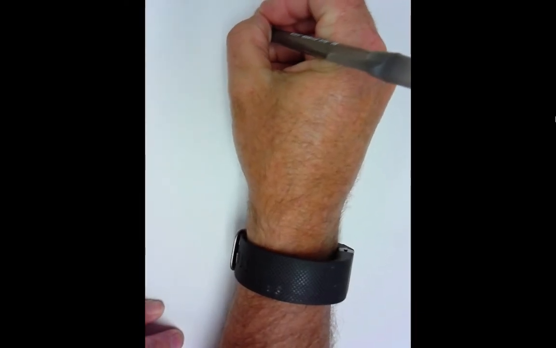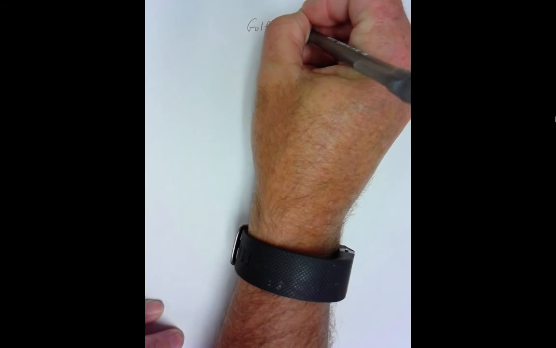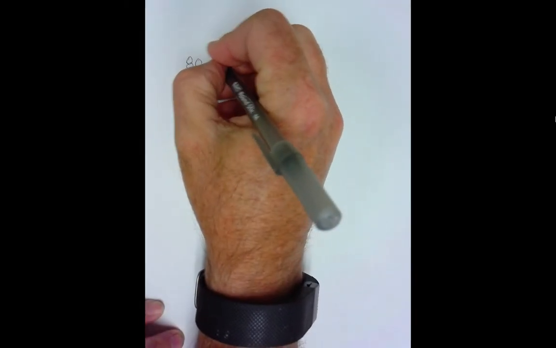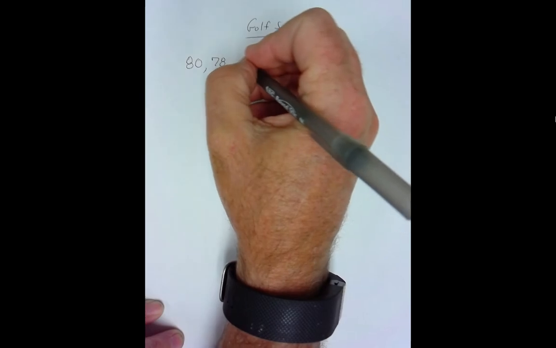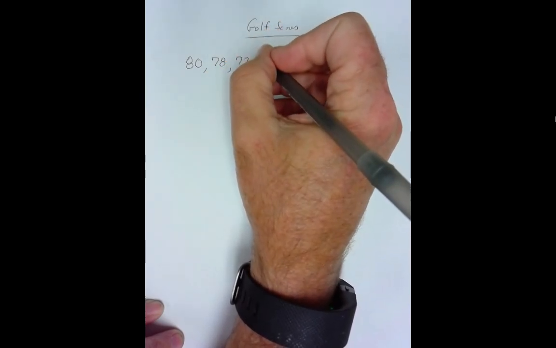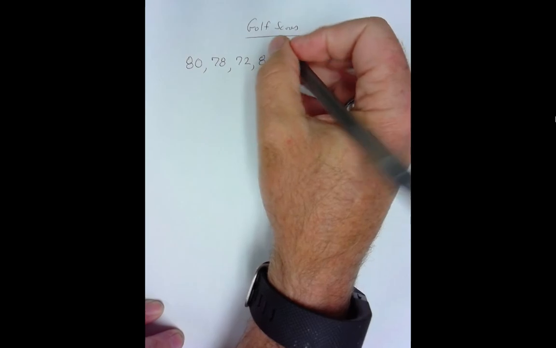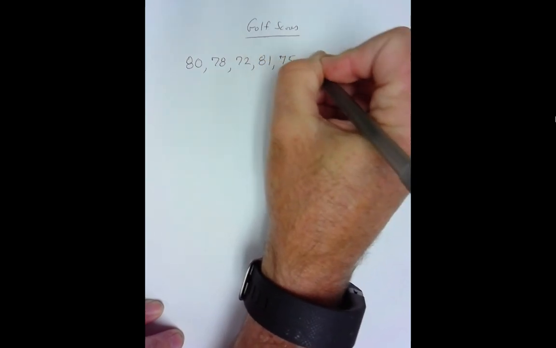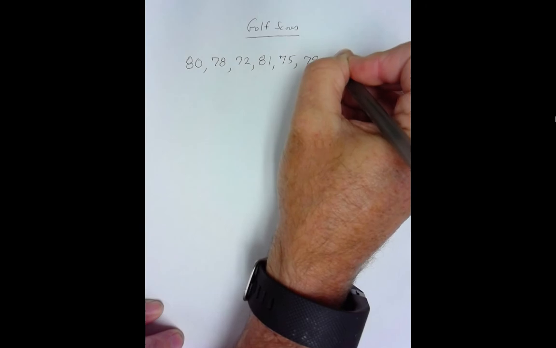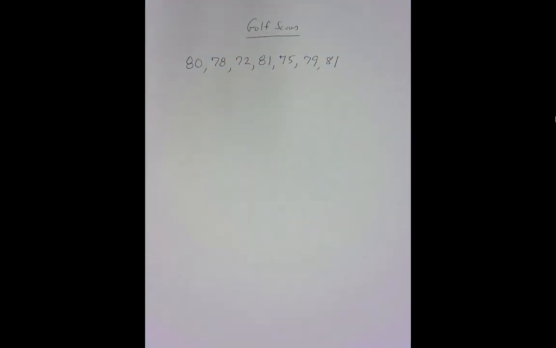Well, since we're on golf scores, I think data are much more interesting if they have a context. So let's say that I have the following golf scores that I have collected over 7 rounds. So 80, 78, 72, 81, 75, 79, and 81.